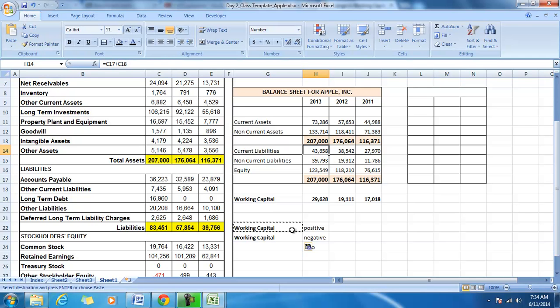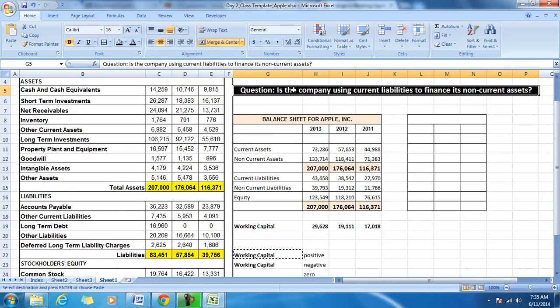There are many cases where you can see the working capital becomes negative, particularly in case of FMCG companies, and also in some automobile companies. When we pick up some companies belonging to those industries, we will see the working capital to be negative. However, in case of Apple, the working capital is positive. That means the company is not using current liabilities to finance its non-current assets.